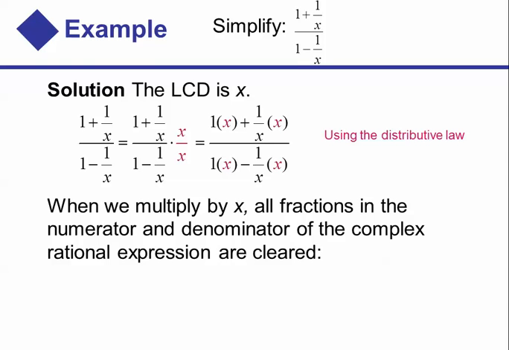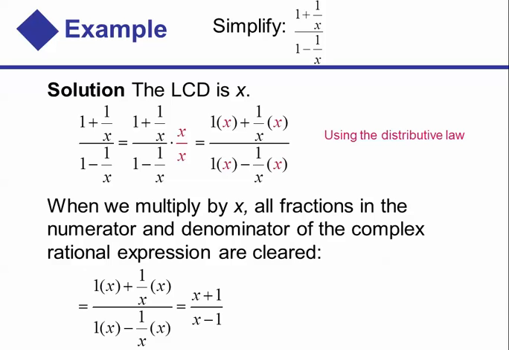And what does it do? It clears out all of our fractions. So what we're left with is x plus 1 over x minus 1. No common factors. Remember, those x's are not a common factor because they're each part of a binomial expression, and those binomials are the factors. So we cannot cross out the x's. So that is our final answer.